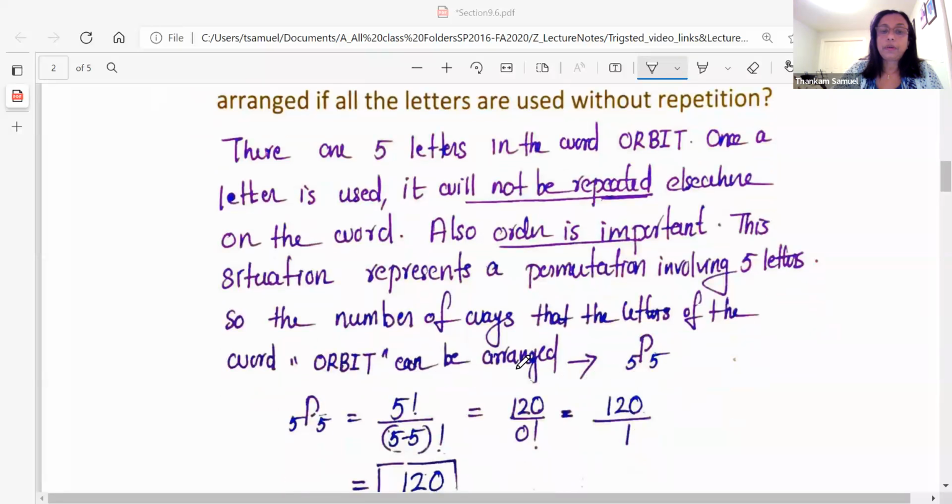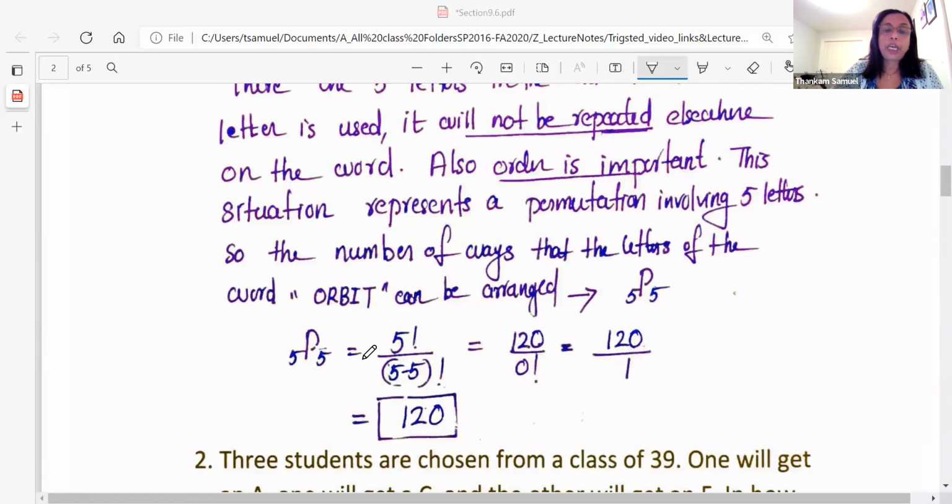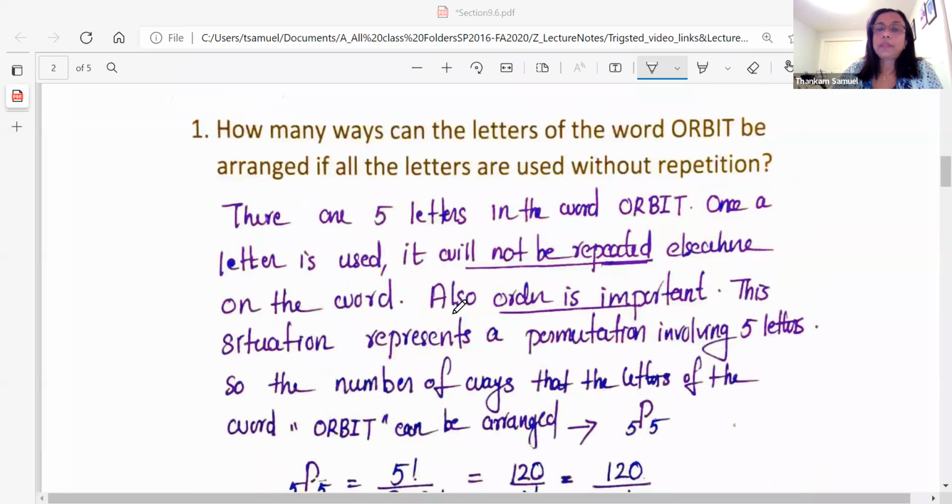5P5. So 5P5 equals 5 factorial divided by 5 minus 5 factorial, that is 120 over 0 factorial, that is 120 over 1. It's 120 ways. So the number of ways that the letters of the word orbit can be arranged is 120. And remember, this is a permutation problem. Order is important. And once a letter is used, it will not be repeated.